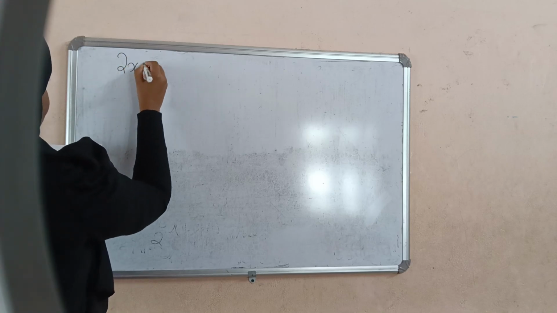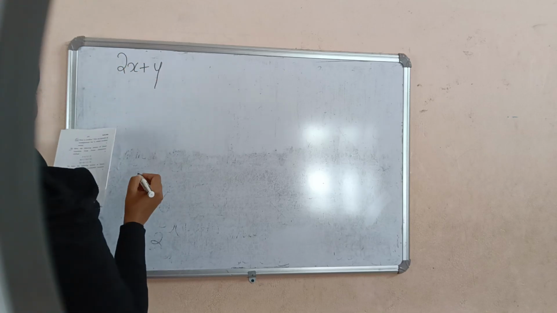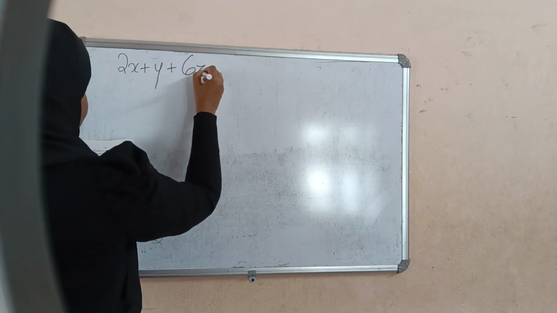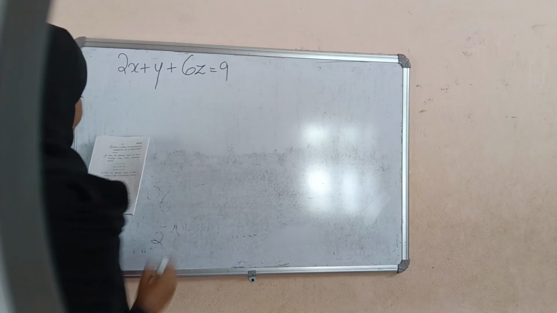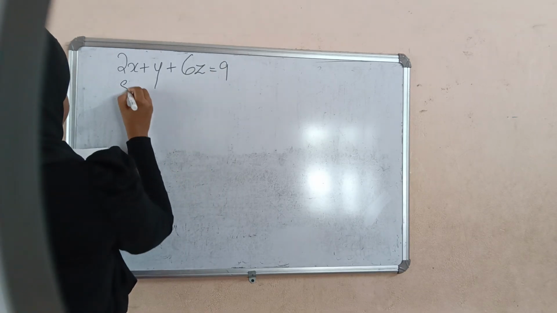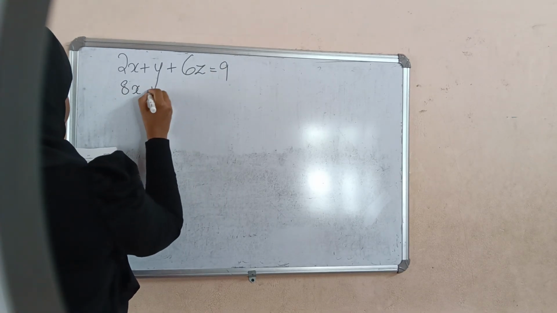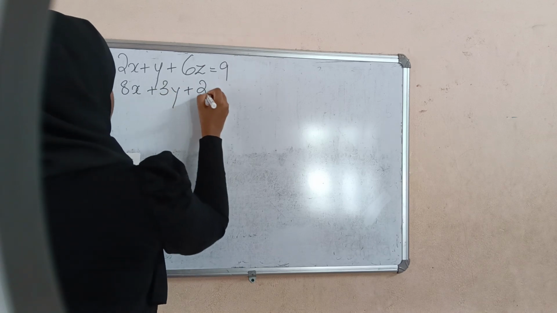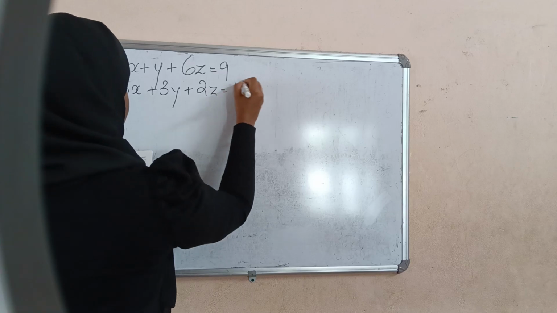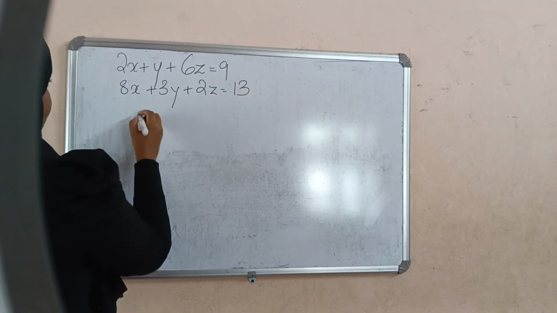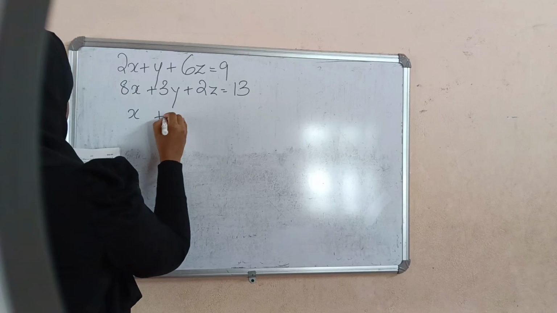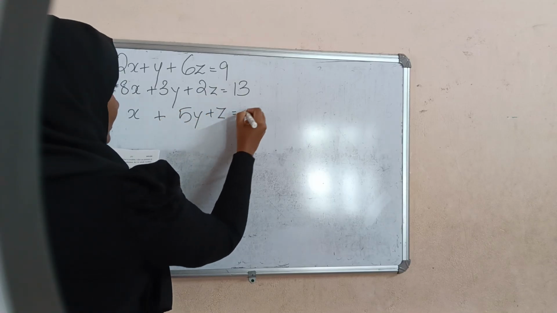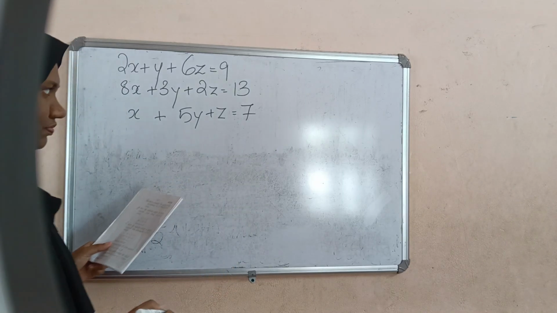2x plus y plus 6z is equal to 9. 8x plus 3y plus 2z is equal to 13. x plus 5y plus z is equal to 7.